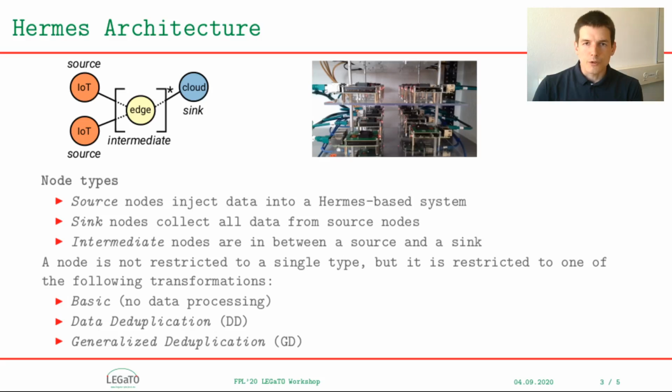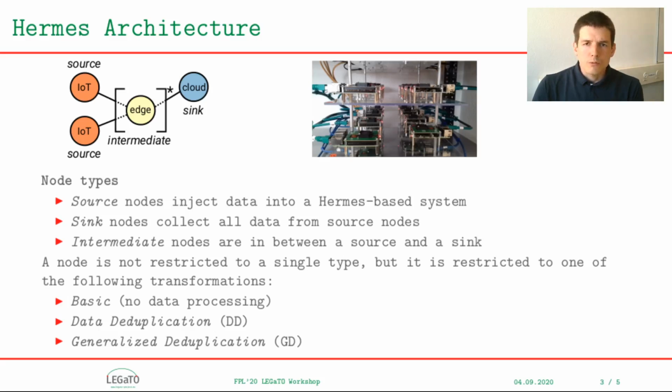The result is Hermes. What does a Hermes network look like? So we distinguish between three types of nodes. Source nodes, which are IoT devices that gather data and inject it into the Hermes network. Sink nodes, which are servers that are located somewhere in the cloud and which collect this data. And any node in between a source and a sink node we refer to as an intermediate node.